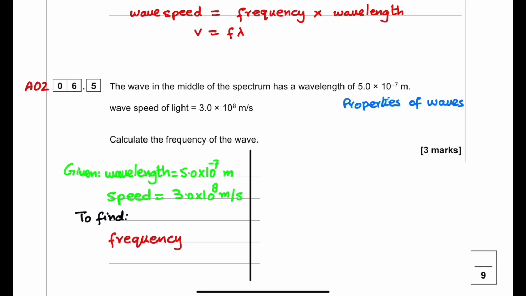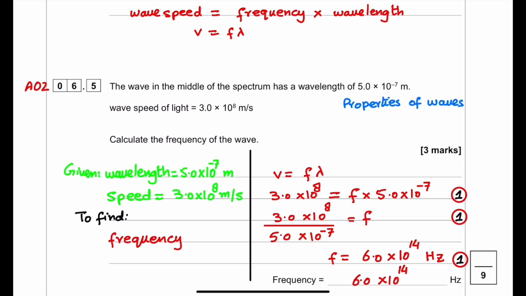In 6.5, we know that v is equal to f times lambda. The wavelength is given, the speed is given, we need to find the frequency. We will use both the values in the above equation and we can find the frequency of the wave. Let's see the model answer.